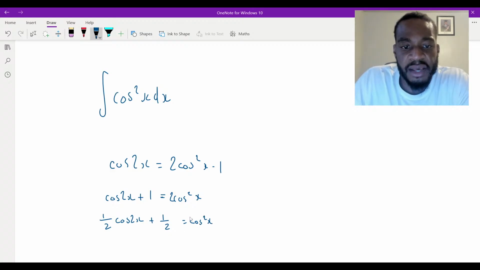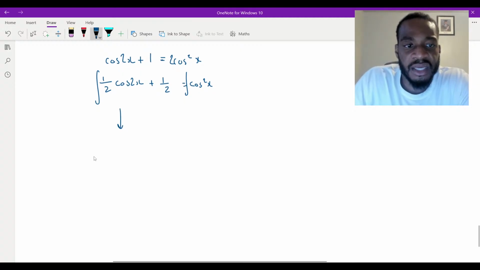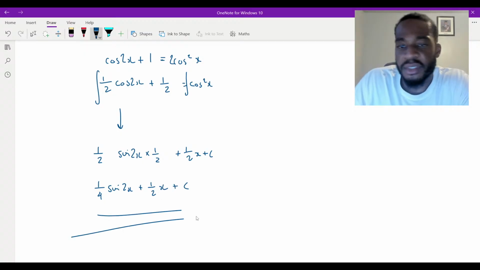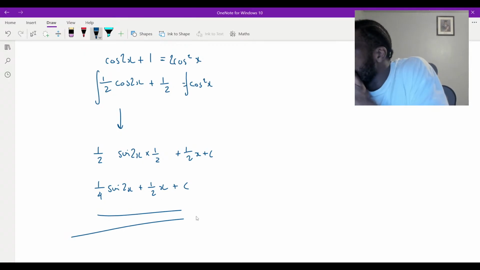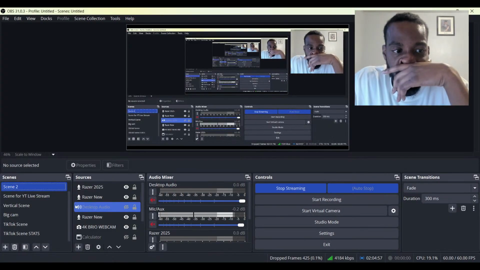So integrating that is going to be the same as integrating that. That one is now easy. That's going to be a half sine 2x, and then times by a half, plus a half x plus c. So it's going to be a quarter sine 2x plus a half x plus c. That makes sense?